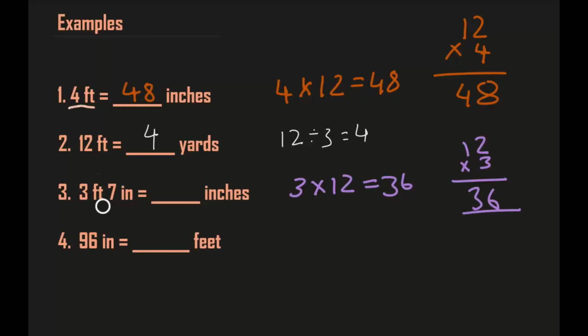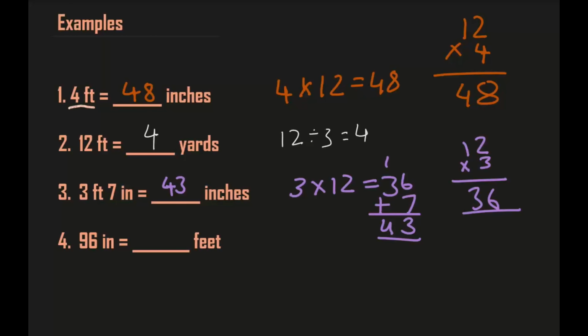Now we have 7 more inches. So all we'll do is we're just going to add them. 36 plus 7. 7 plus 6 is 13. And then 3 plus 1 is 4. So we got 43. That means our answer here is 43 inches.